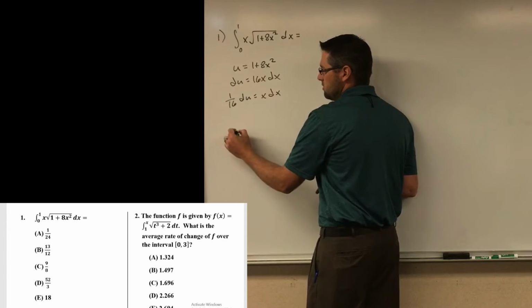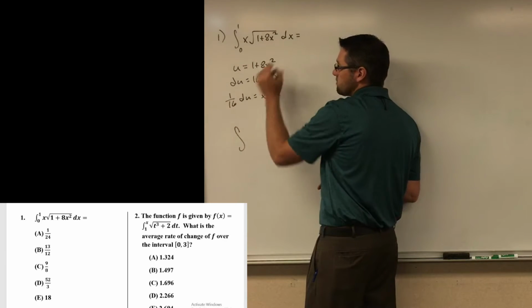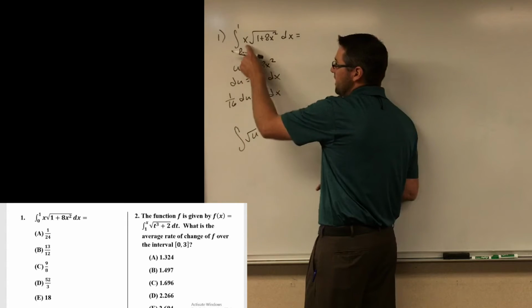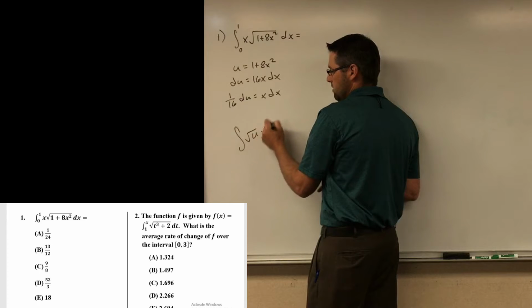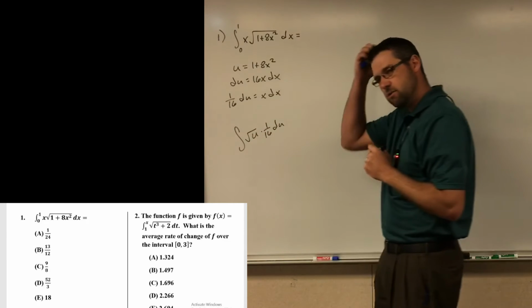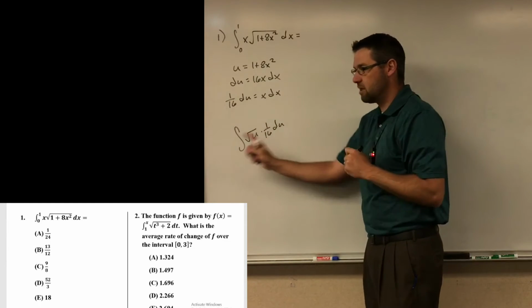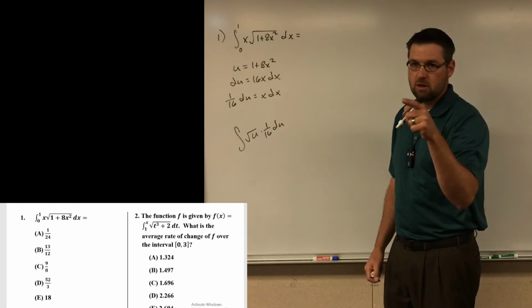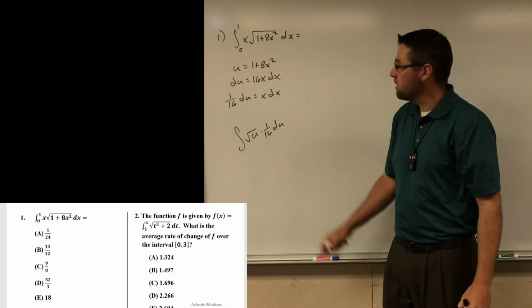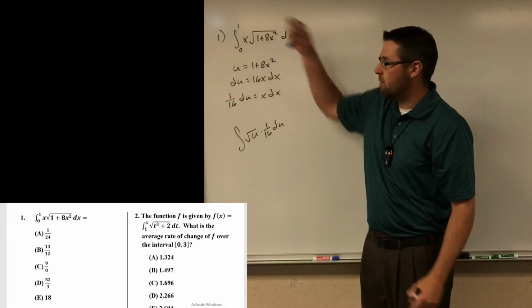And so I can substitute. It's going to be the integral of what? Square root of u, and then x dx becomes 1/16 du. So what's the next thing I got to do? Yes, I can take the constant out, but something else. I got to change my limits, right? So I've got to reevaluate my upper and lower limits.